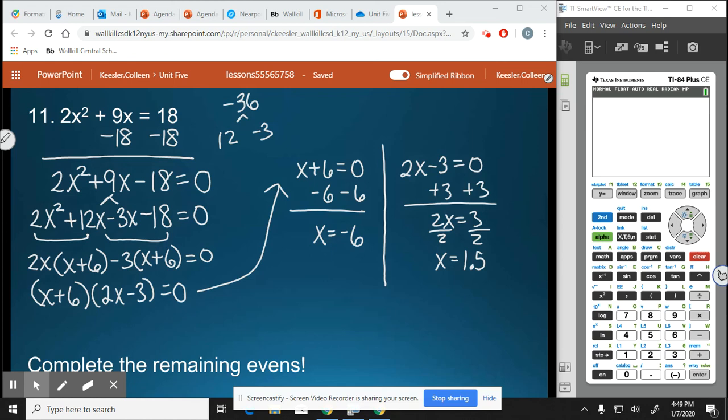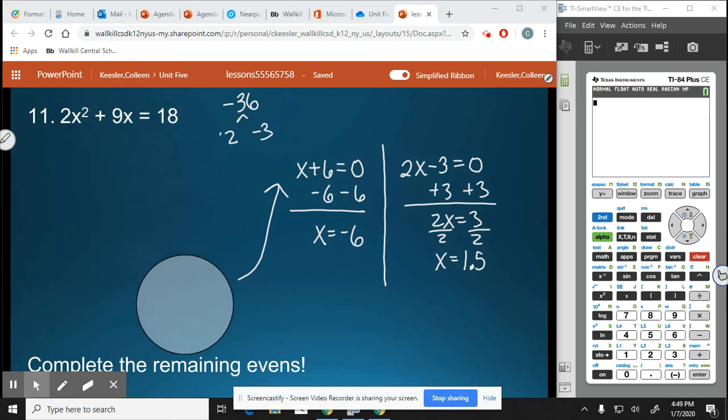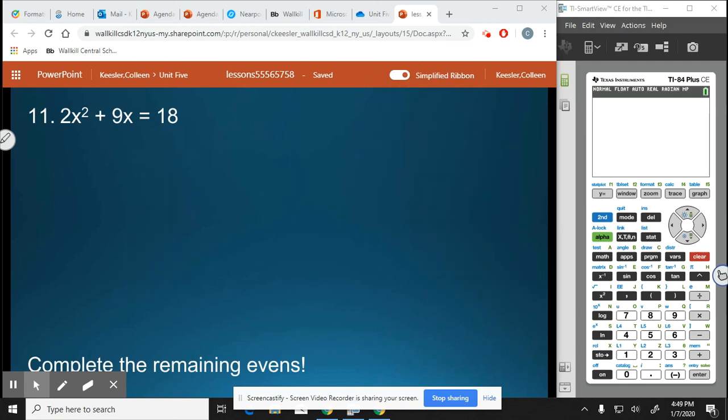So you guys are now going to complete the remaining evens. Take your time. This part is the more challenging part. I'll be around to check on your work and make sure you're on the right track.